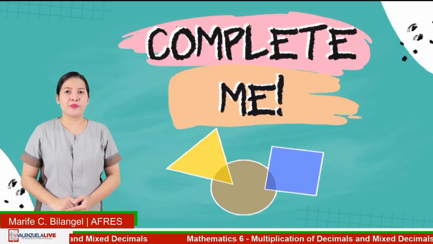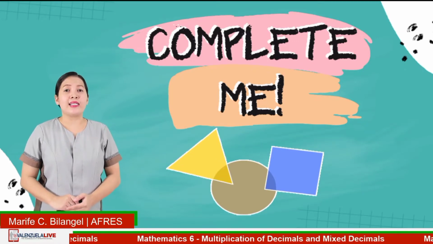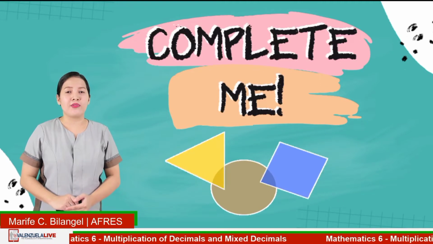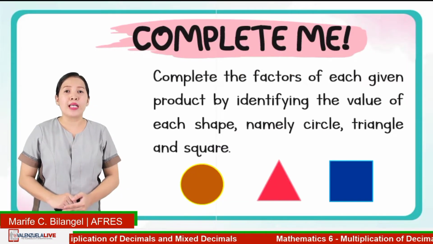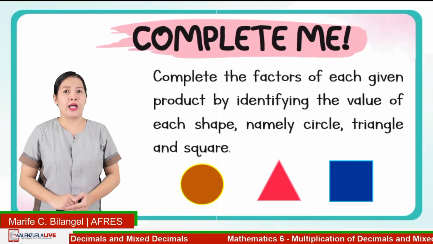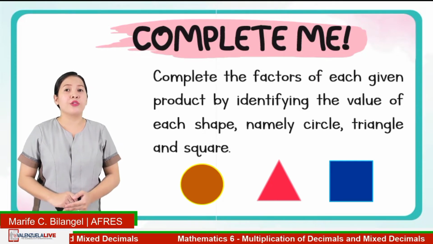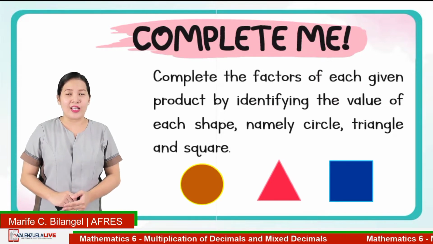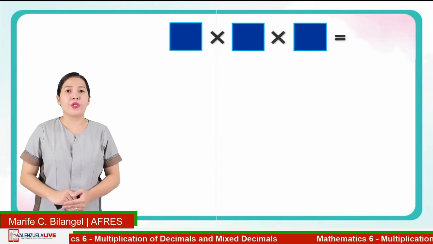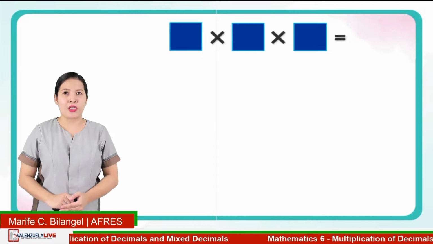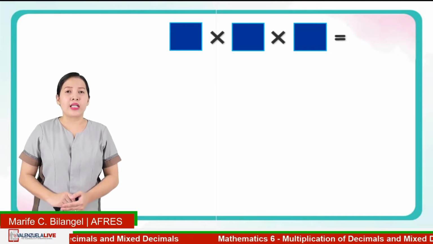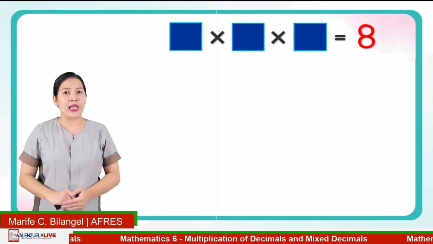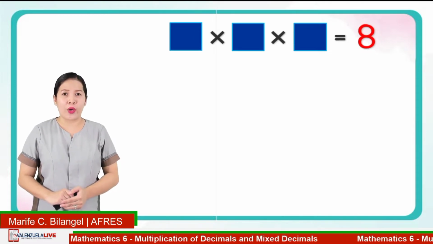Let's begin. To begin with, let's have an activity entitled Complete Me. In this activity, you just have to complete the factors of each given product by identifying the value of each shape, namely circle, triangle, and square. Let's have the first set of shapes. So we have here 3 squares, which is equal to 8. What do you think is the value of each square?